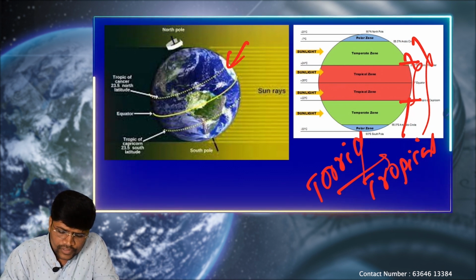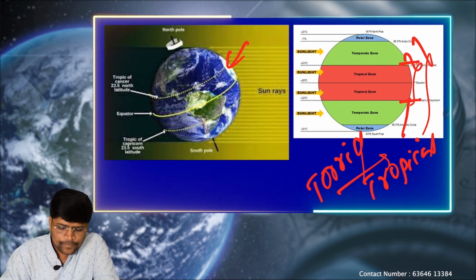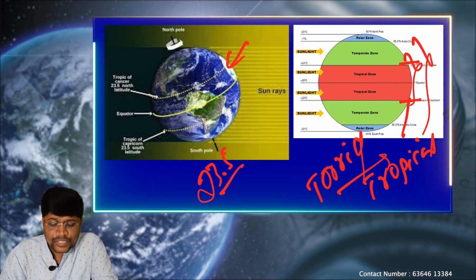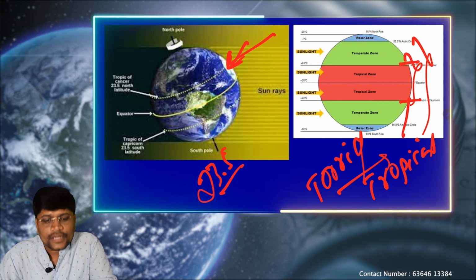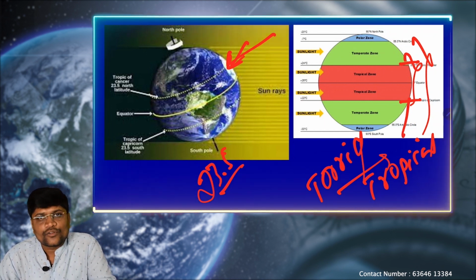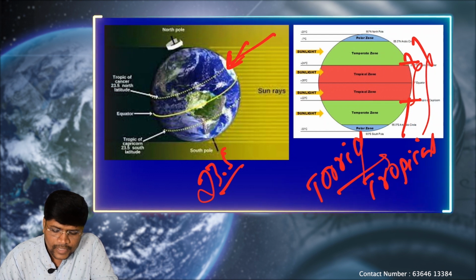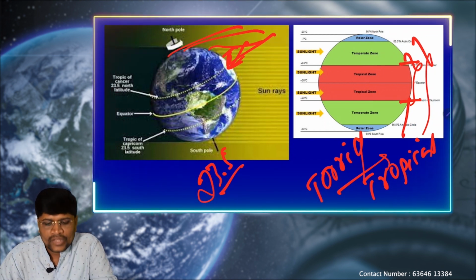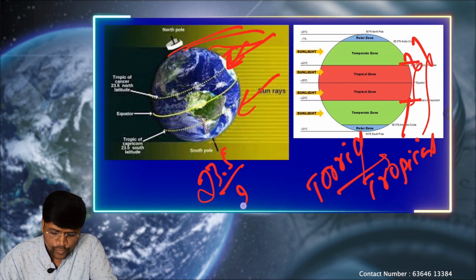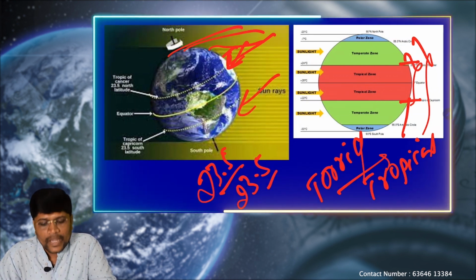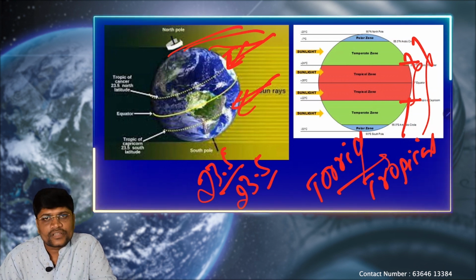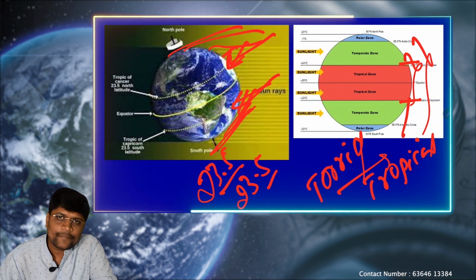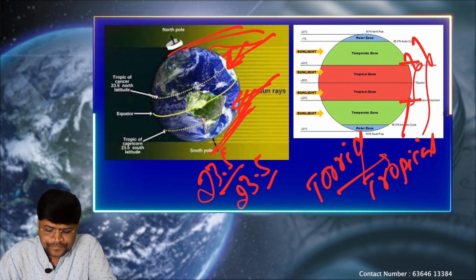Again, we know that within the northern hemisphere, because the earth is tilted 23.5 degrees from its axis, Tropic of Cancer at 23.5 degree northern latitude is the maximum limit where we can see the vertical sun rays, beyond which the sun rays angle keeps on decreasing. Within the southern hemisphere, 23.5 degree south, Tropic of Capricorn is the southernmost limit where the sun rays can fall vertically, beyond which the angle keeps on decreasing. Certainly the temperature also decreases.